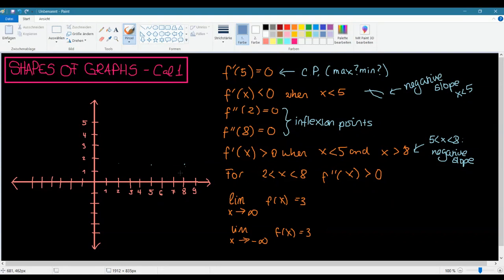I'm not going to draw it yet because we need to look at our last two properties, and then we're going to try to put it all together so that every property is fulfilled. The last thing that we know is that to negative infinity and to positive infinity, we have the limit of 3. And that tells us there's a horizontal asymptote. That's how you check a horizontal asymptote, by checking the limit at negative and positive infinity. And what I said here was supposed to be concave down for 2 smaller x smaller 8.